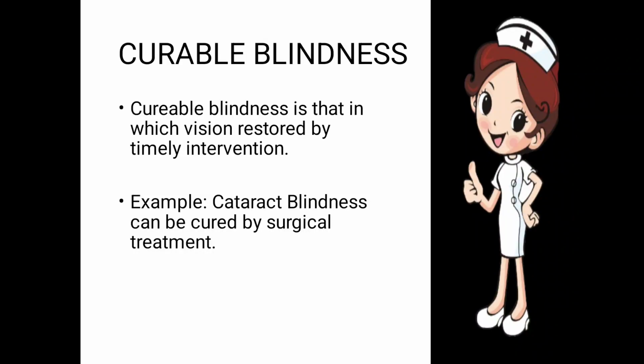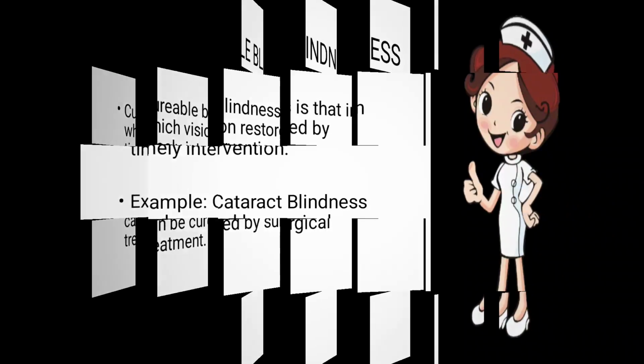Now curable blindness is that in which vision is restored by timely intervention. In this case, the vision loss comes back. For example, cataract blindness can be cured by surgical treatment. If a person has a cataract, we will remove the cataractous lens from the patient's eye and insert a new lens inside the eye. The vision loss which was due to clouding of the natural lens will be restored by placing a new lens at that place. In this way we cure curable blindness.